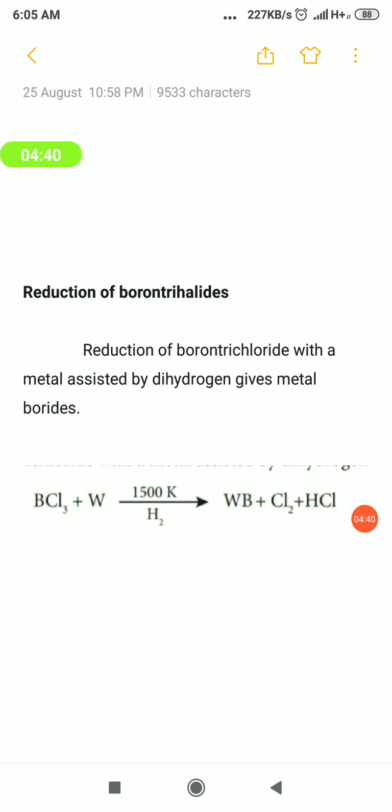At that time it gives the metal boride. What metal do we use here? W means tungsten. So the tungsten metal combines with boron so that BCl3 is reduced. The tungsten reacts with boron trichloride, and tungsten and boron combine to become tungsten boride. BCl3 is reduced. From here Cl2 as well as HCl molecules are liberated. So this is the reduction of boron trihalides.